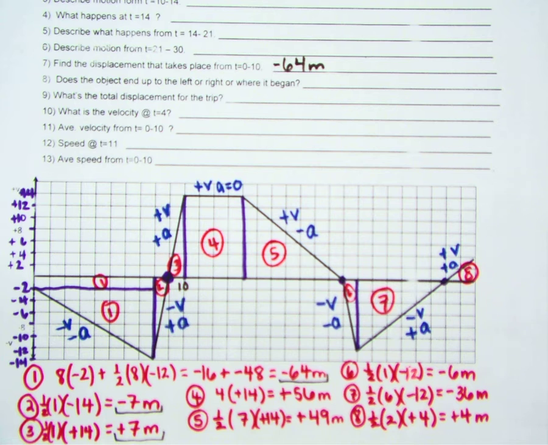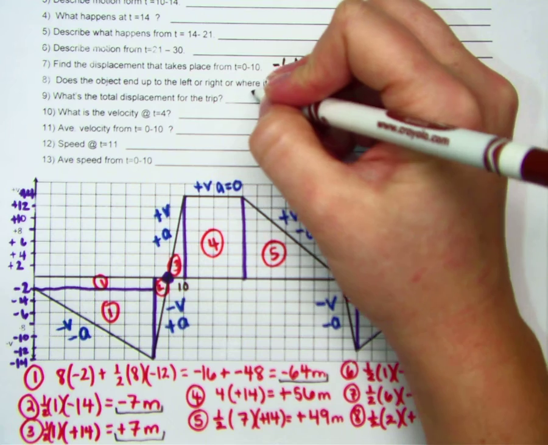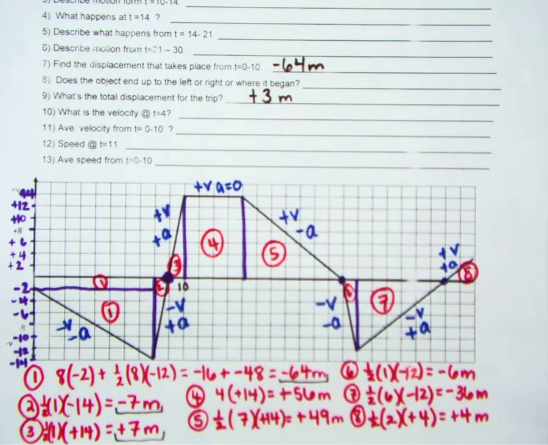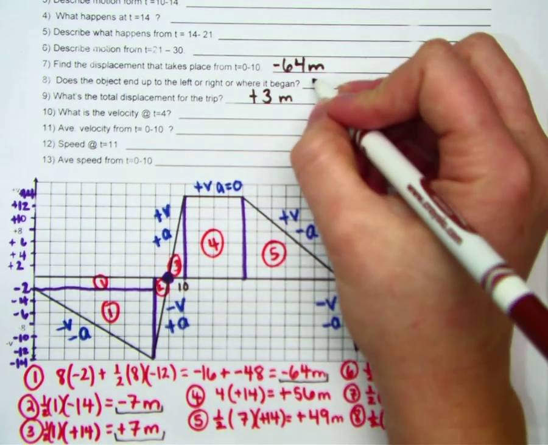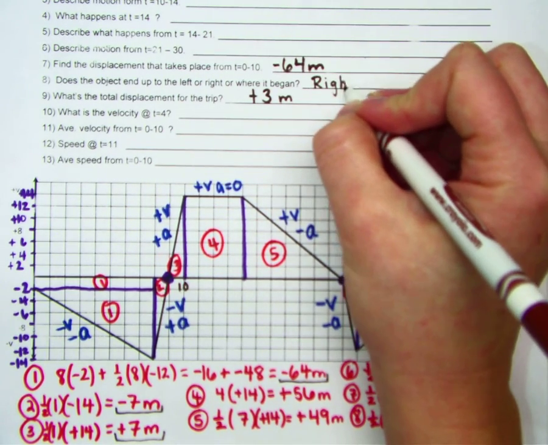Position is not provided to you on a V versus T graph. So, the only way to determine if it ends up to the left or right of where it began is by finding the total displacement. Now, in this one, the total displacement ends up being positive 3 meters. So, if it is a positive total displacement, then the object ends up to the right.